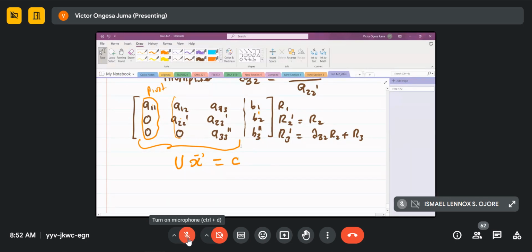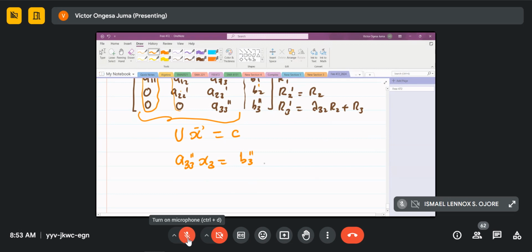That means just start from below going upwards. Everything will be simplified directly. For example, here, what does it mean? It means A33 double prime multiplied by X3 is the same as B3 double prime. This means that X3 is B3 double prime divided by A33 double prime. So you start from here, you get the solution.